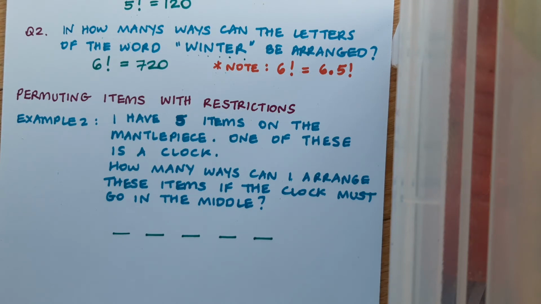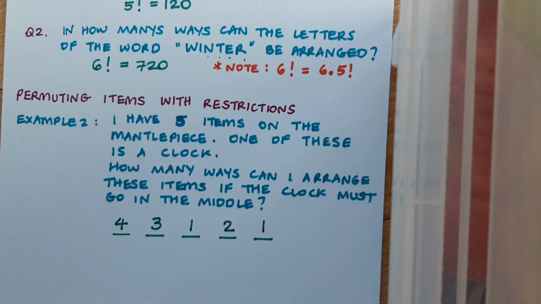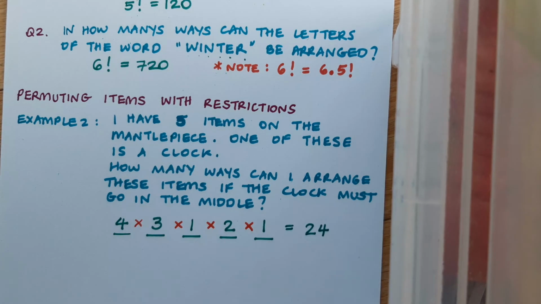Well, the restriction that I'm being faced with is the clock. I'm being required to put it in the middle. So I only have one option for that middle placement. So I'm going to fill a 1 in there. The rest of the items can be placed in whatever way I like. So starting at the beginning, with that clock out of the way, I now have 4 items. Once that item is placed, I then have 3 more items. With that out of the way, I then have 2, and then my final item gets placed. And like before, I'll multiply to get my solution. So there are 24 different ways that this can be achieved.